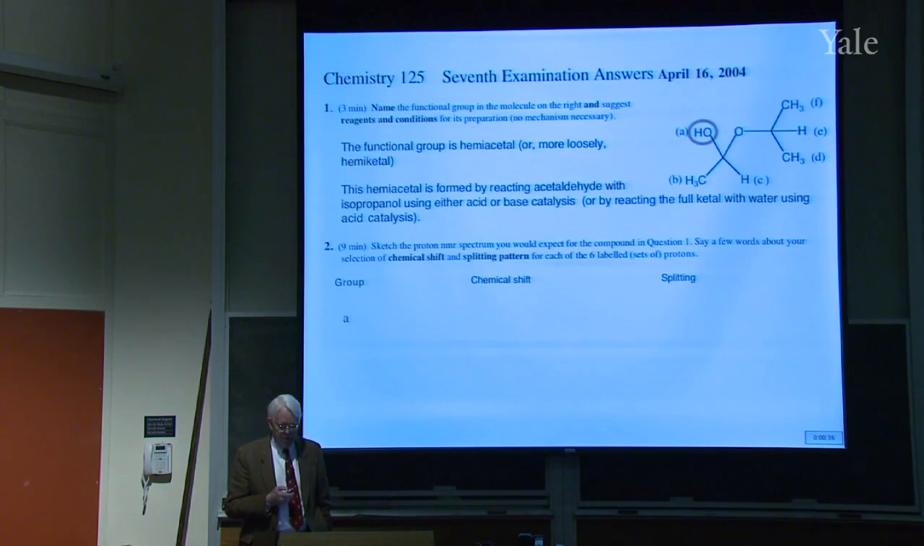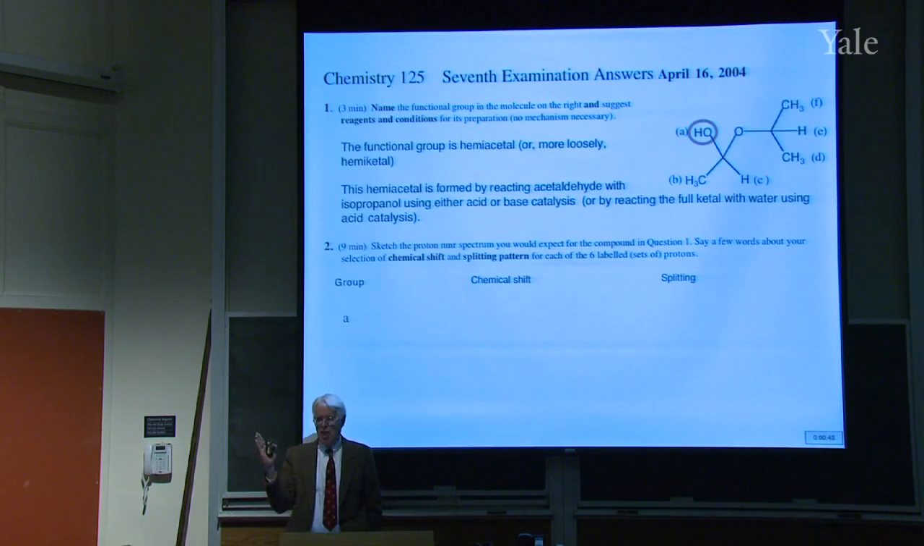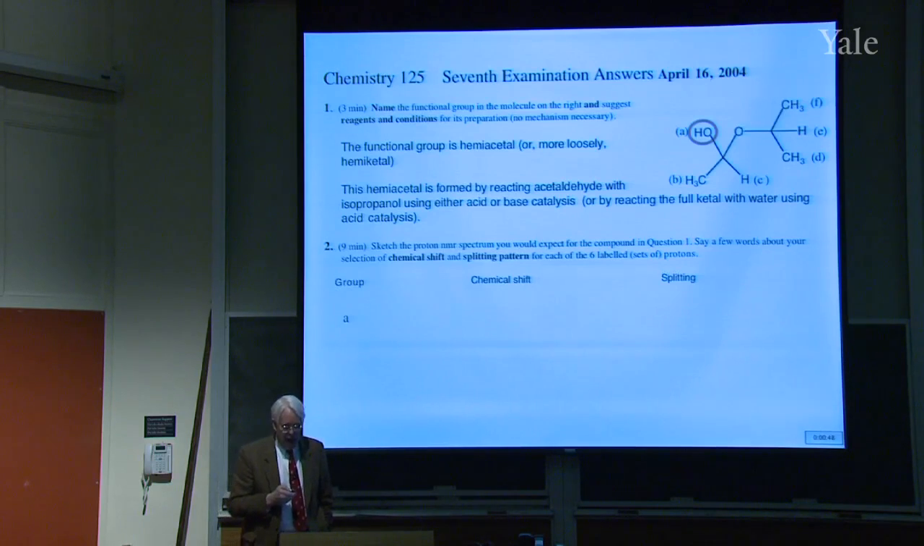of chemical shift. First A, how about its chemical shift? Where do you expect it on the spectrum, the OH? It'll be downfield because of the O, but it'll be almost any place because of the hydrogen bonding and so on. It has a big range. And how about the splitting?